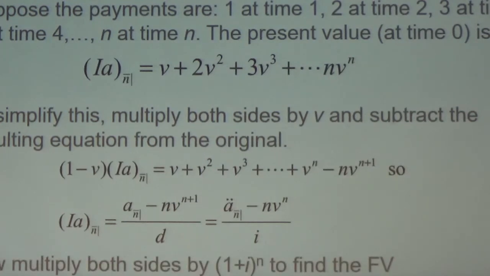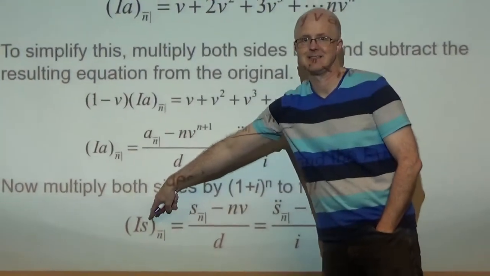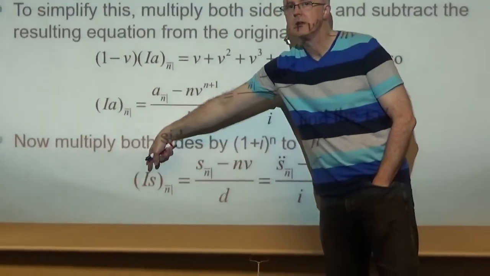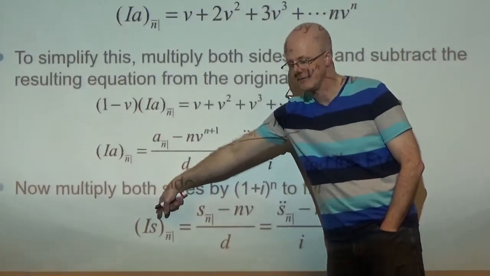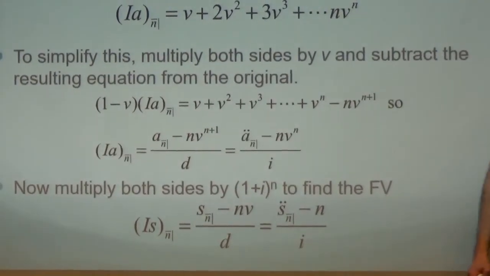Multiply both sides by (1 plus i) to the n to find the future value. You see that down there? Which is denoted by (Is) angle n. Increasing annuity, arithmetically. S is the future value, n payments. It simplifies to either one of these things.